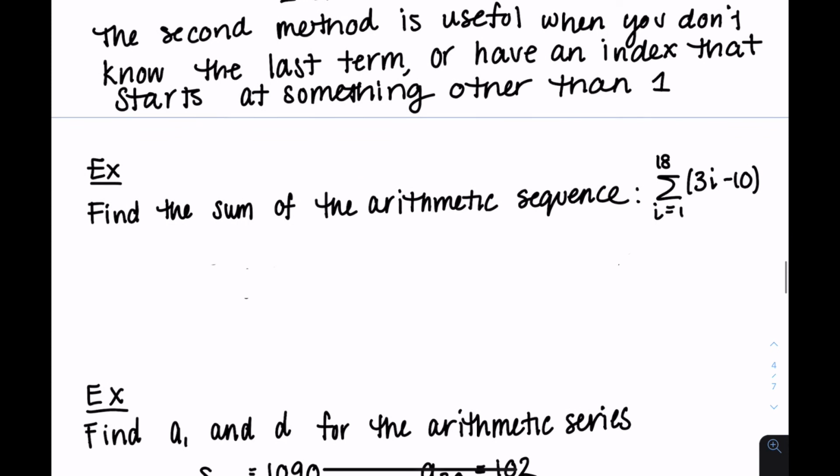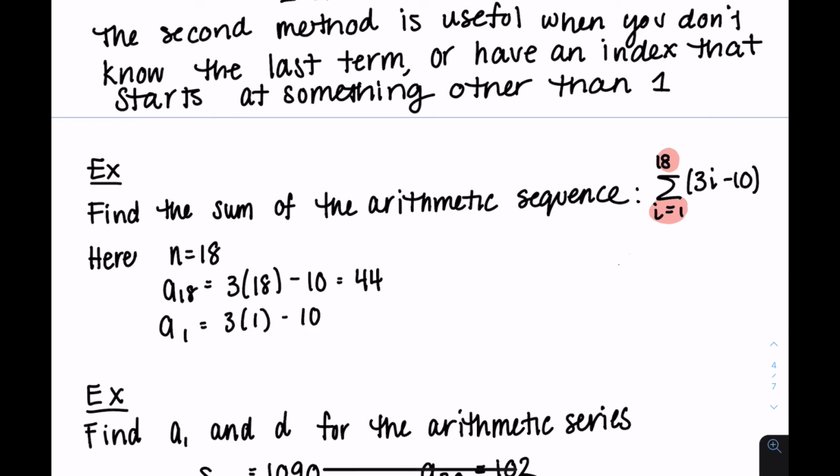So let's find the sum of this arithmetic sequence, which becomes that arithmetic series. So we've got from i equals 1 to 18 of 3i minus 10. Comparing the two, the index starts at 1, so we're good. The value up here is my value of n, so here n is equal to 18. I need the first term and I need the last term. My last term is a18. You plug in i equals 18 to get 44. And you need your first term, so you plug in i equals 1. Your first term is negative 7.